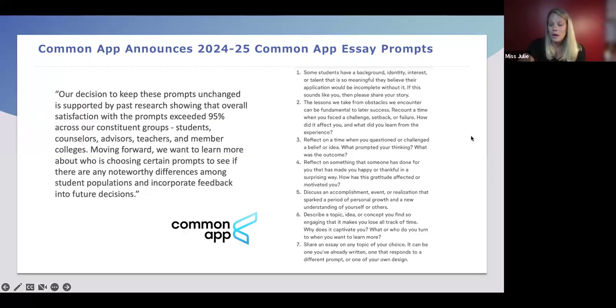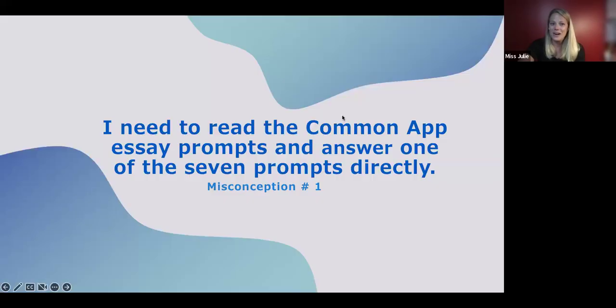So what are the 2024-25 Common App essay prompts? They have not changed, right? As of now, they have not changed. They said our decision to keep these prompts unchanged is supported by research, right? So they do their research. The 7 topics are all staying the same for this year. And that came directly from the Common App website.